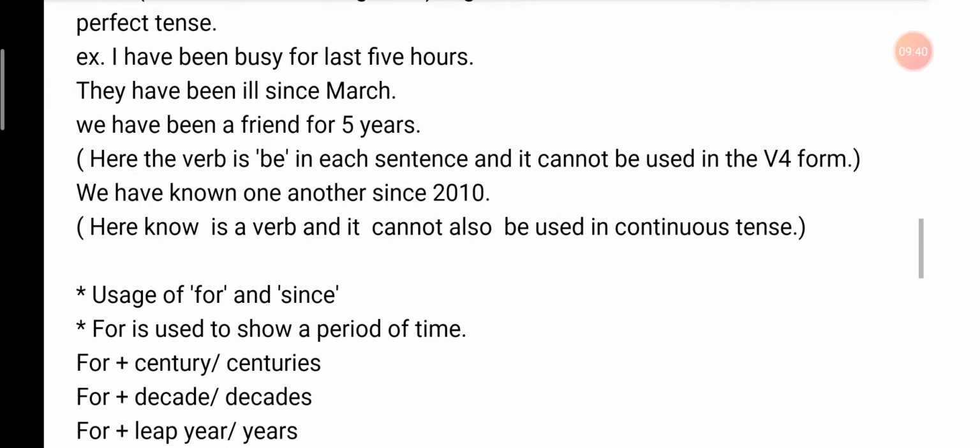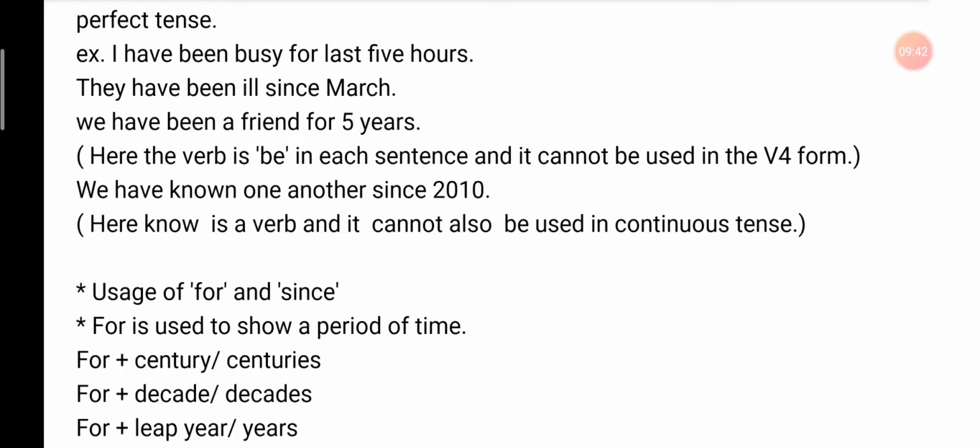I have been busy for last 5 years. Here for plus a timing word is given. That's why we will use present perfect tense, because we cannot make continuous tense of be. They have been ill since March. Here also since plus a timing word is given. There is no main verb, so we will use been.